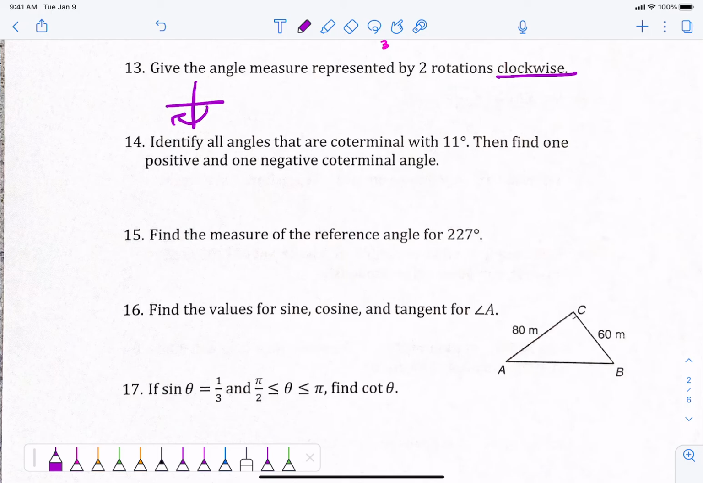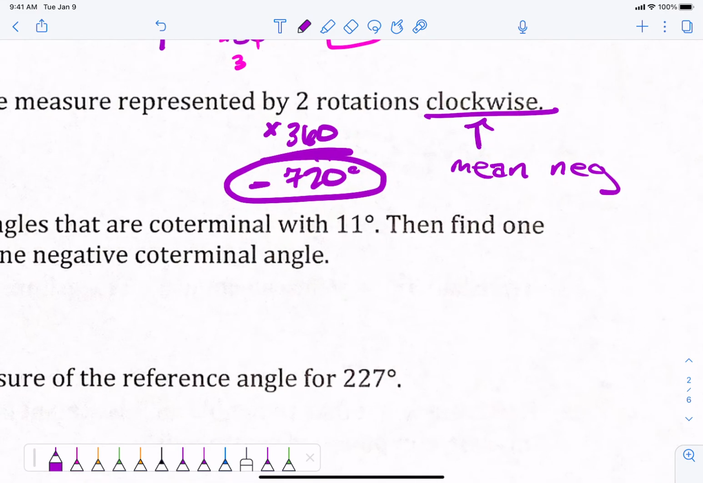So all I have to do is take 2 times 360, which is 720, except the only difference is we're going clockwise. If you say 720, it's going to go counterclockwise, but if we're going clockwise, clockwise means negative. So we're going negative 720 degrees. That would be two full rotations clockwise.